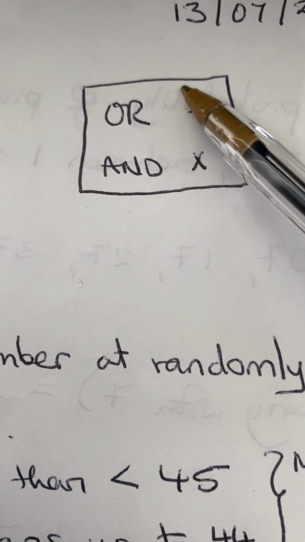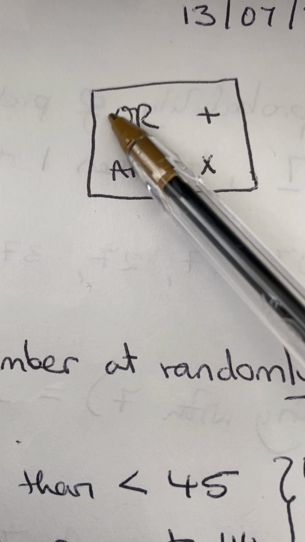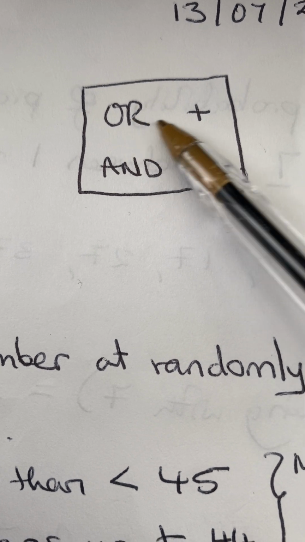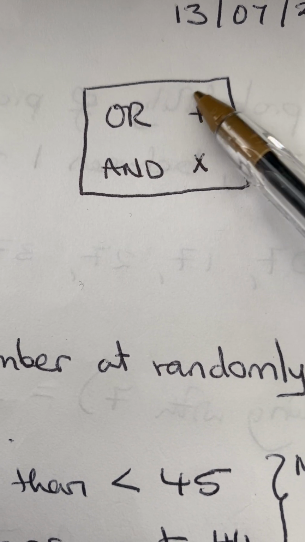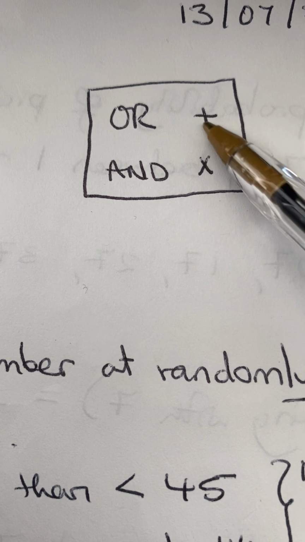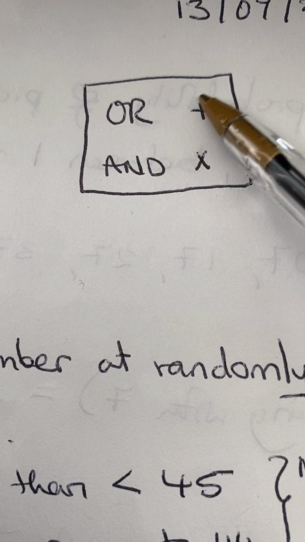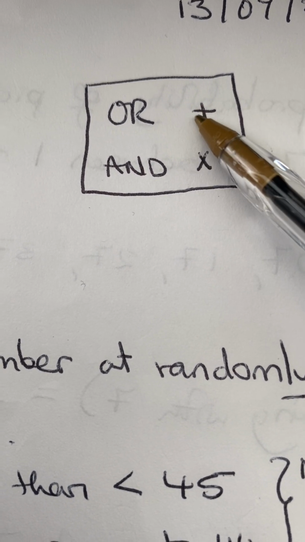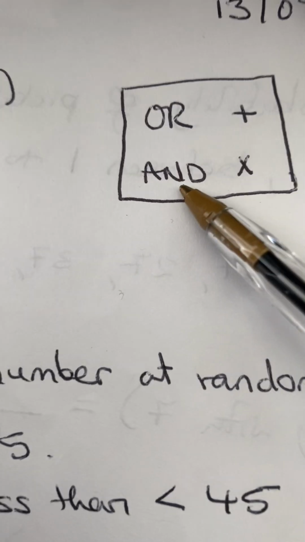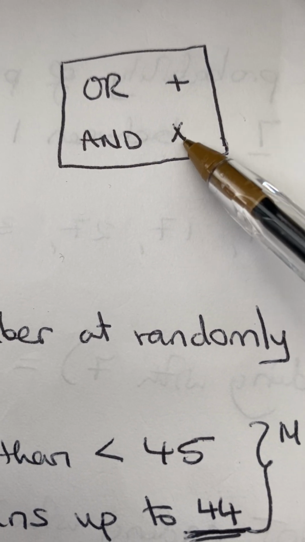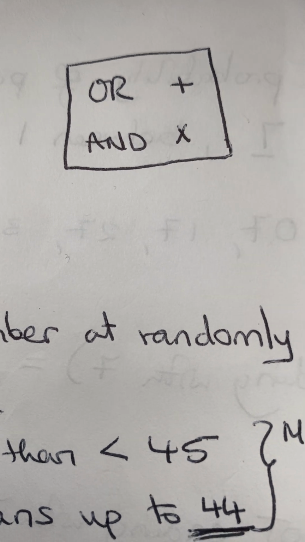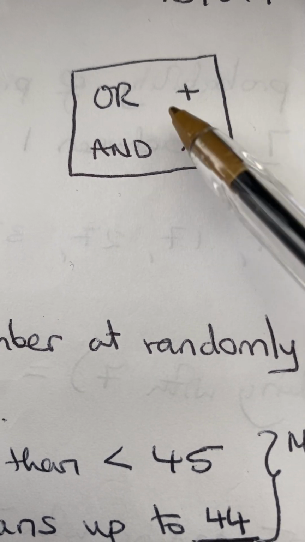I said, at times you have to look at the wording: "or" means you should add the probability of each, and "and" means you should times. Okay, so today I might use it.